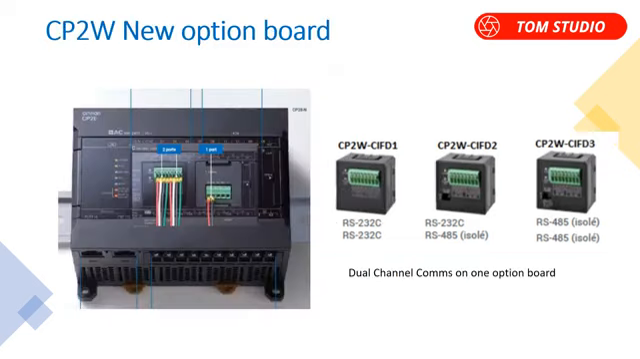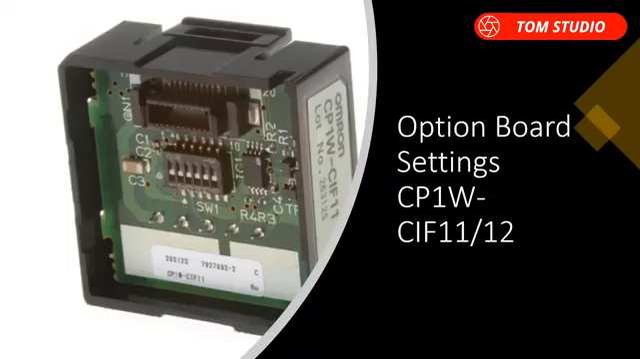Please note: the new CP2W series option board does support 2 channels of Modbus communications on the port 1 port, so it is important to use the correct function blocks to implement the Modbus communications. The new CP2W series option board can only be mounted on port 1, not port 2, please be aware of it. In this example, I chose the common option board CP1W-CIF11 to do the testing.